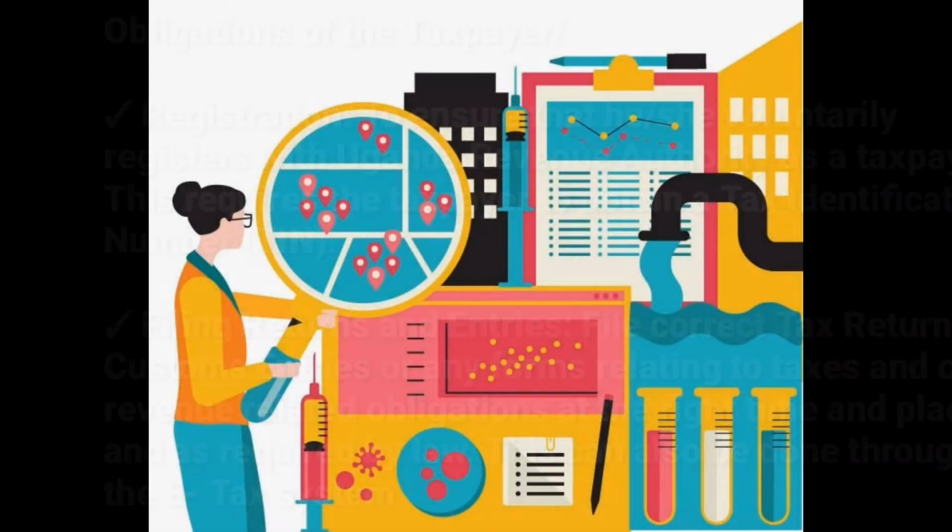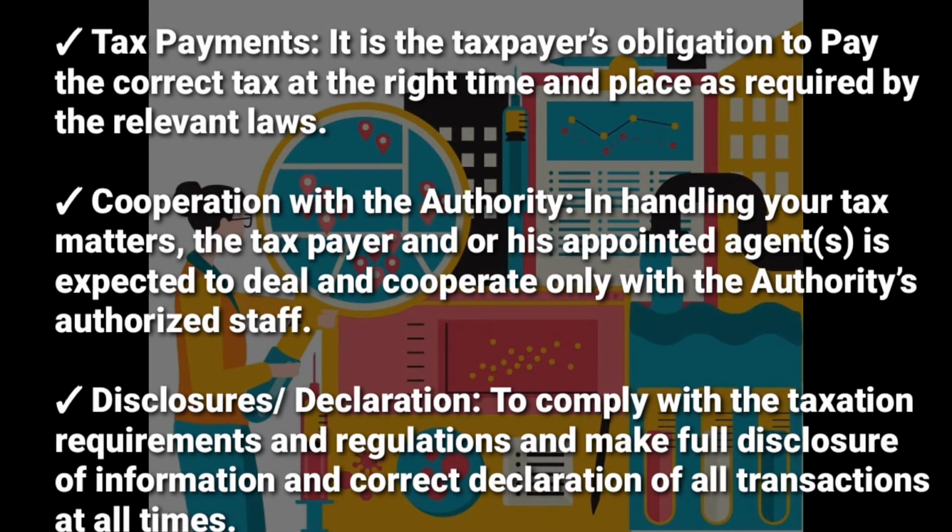And then the third obligation of the taxpayer is tax payments. It's the taxpayer's obligation to pay the correct tax at the right time and the right place as required by the relevant laws. The taxpayer has an obligation to pay tax at the right time and the right place.